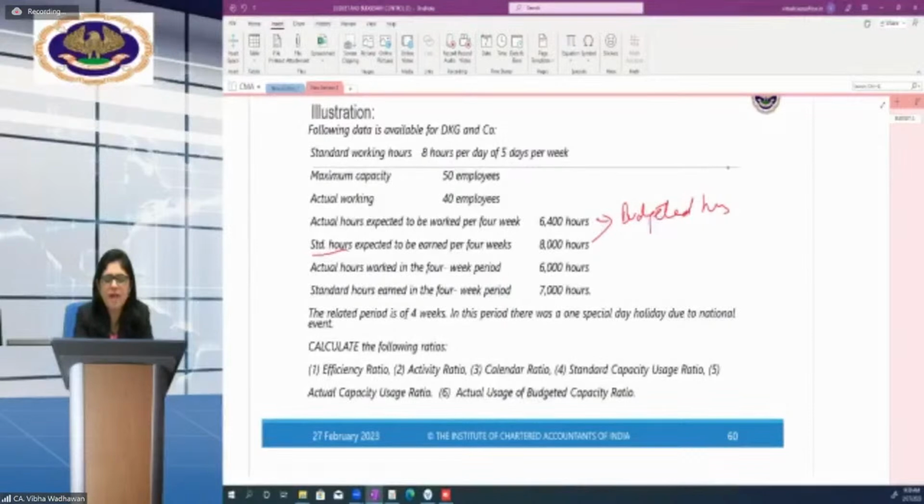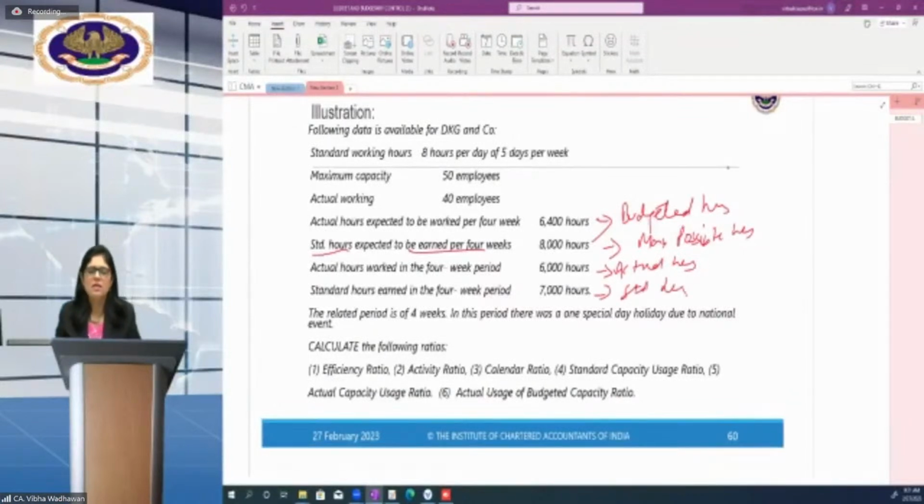Standard hours expected to be earned per 4 weeks. So this could be the maximum possible hours. Standard hours expected means the maximum possible hours, 8,000. Actual hours worked, so this is actual hours. Standard hours earned in the 4-week period. This is the standard hours.